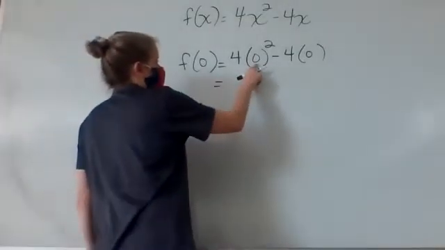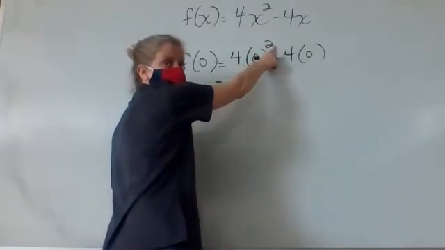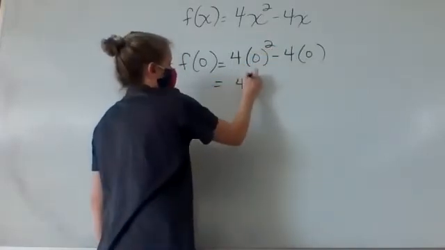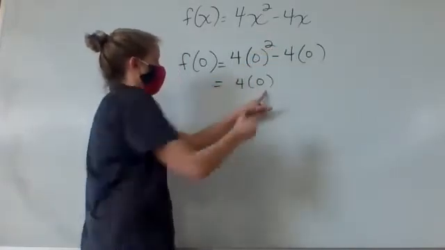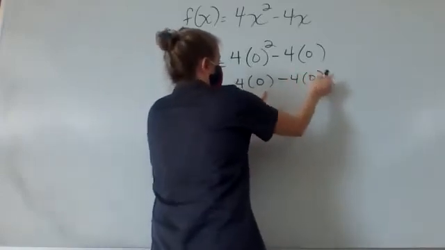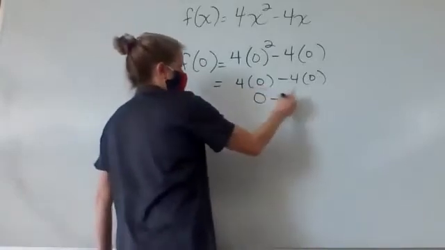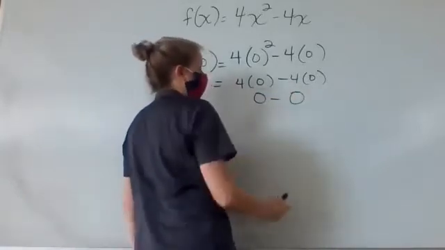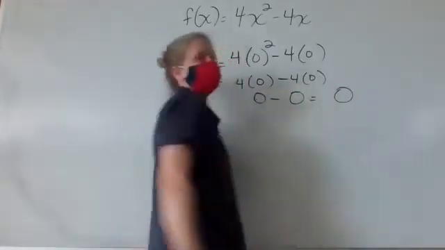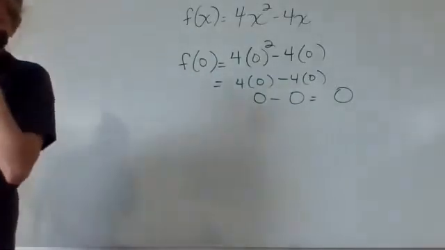So let's see. 0 squared, still 0. So 4 times 0 minus 4 times 0. What's happening to all this? What's 4 times 0? 0. Minus 4 times 0. 0. 0 minus 0, 0.